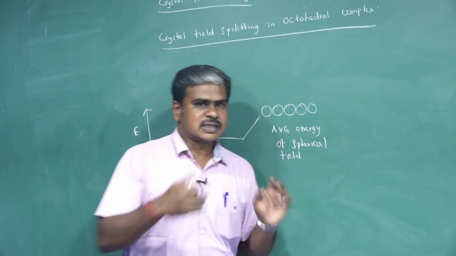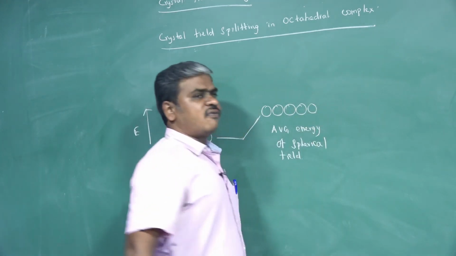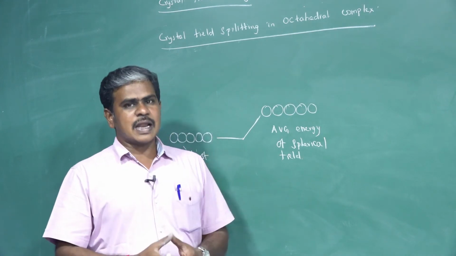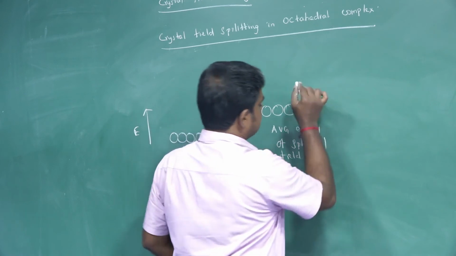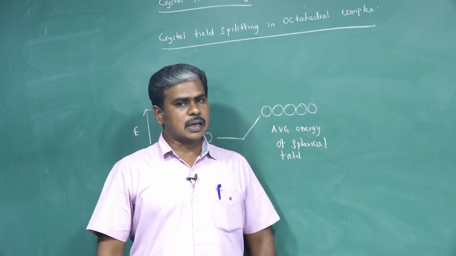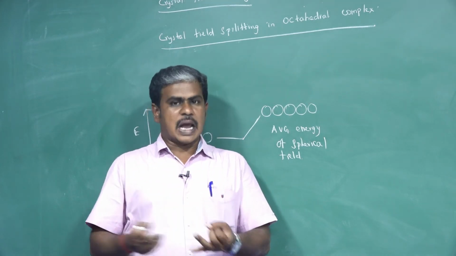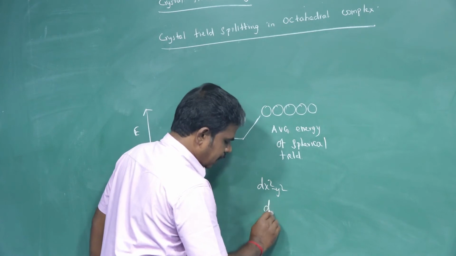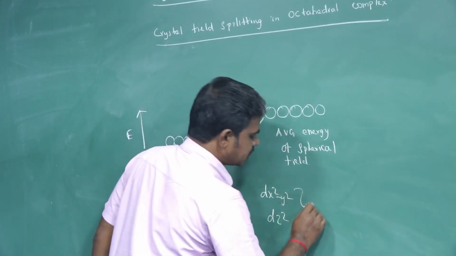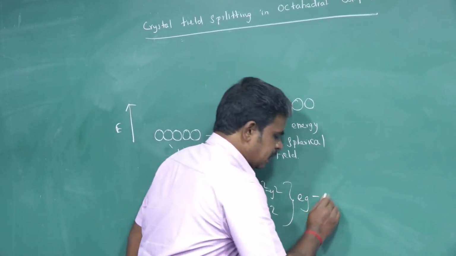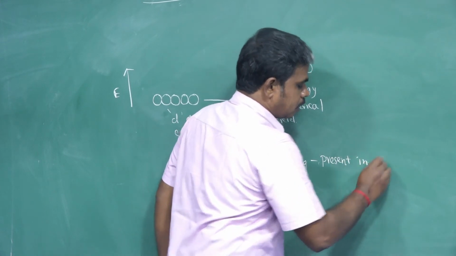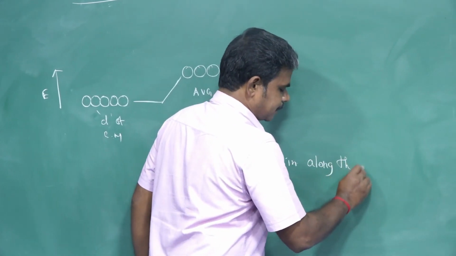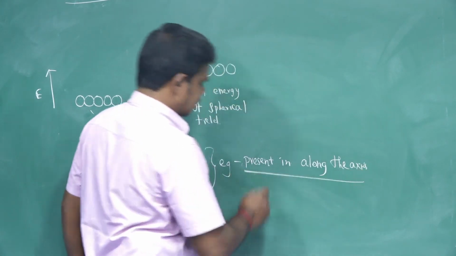Now the ligand approaches further. What will happen? The degeneracy of the d orbitals is lost. Degeneracy means equal energy orbitals, and these equal energy orbitals are further split into two types. In octahedral complexes, the dx square minus y square and dz square orbitals are considered as Eg orbitals, and these Eg orbitals are present along the axis.